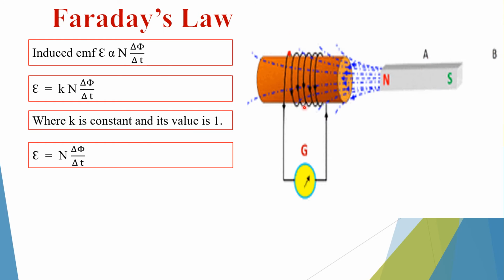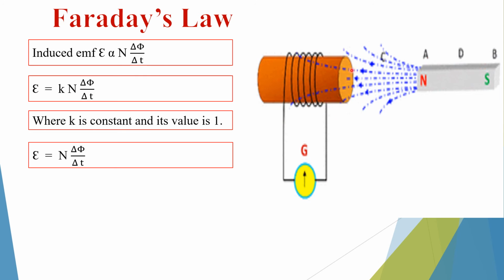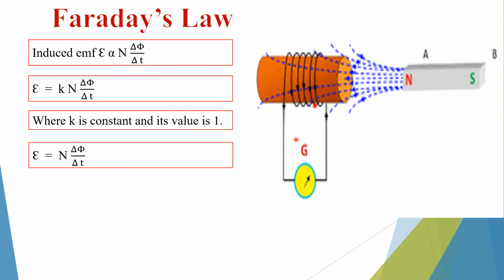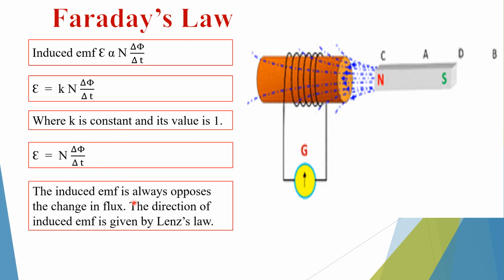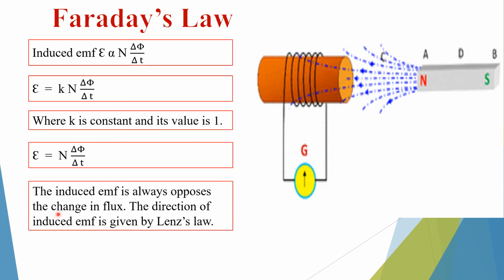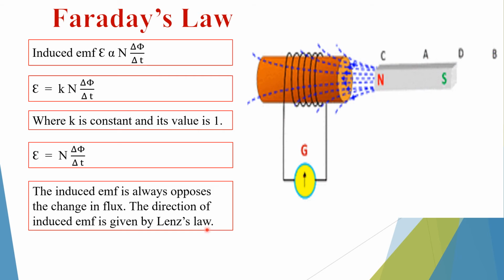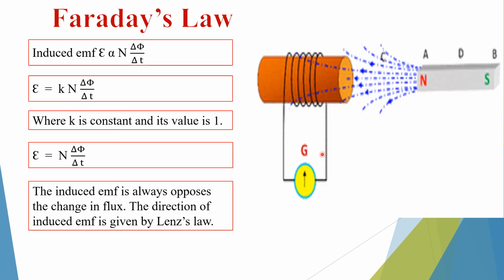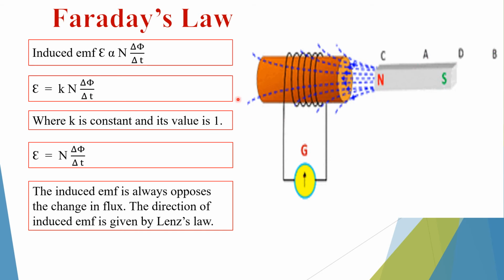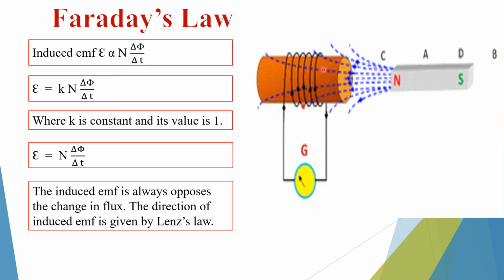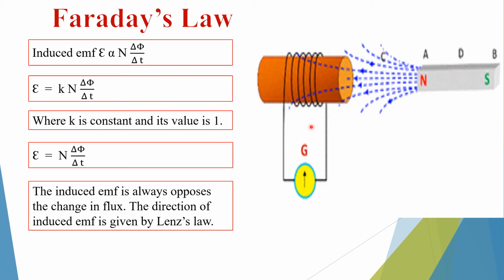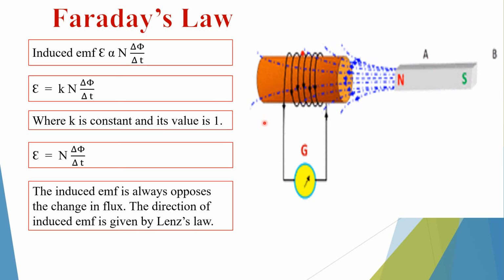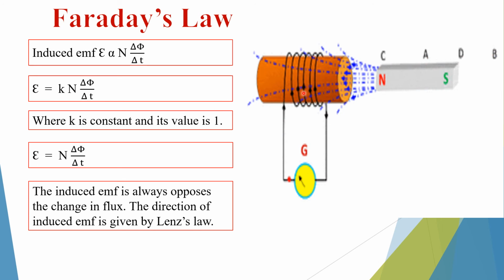When we increase the number of turns of the coil, the EMF induced through this coil will increase, and if the rate of change of magnetic flux is increased, the EMF will also increase. The induced EMF always opposes the change in flux. The direction of induced EMF is given by Lenz's law. Another important thing is that the induced EMF is in the direction that opposes the change in magnetic flux through this coil.